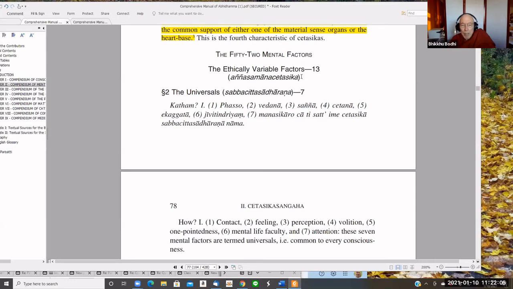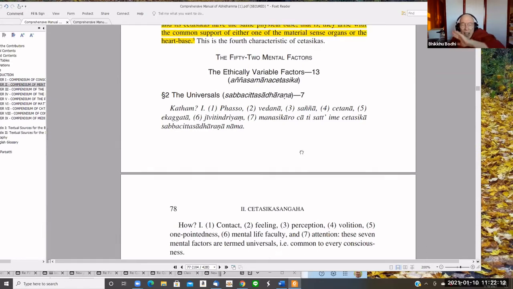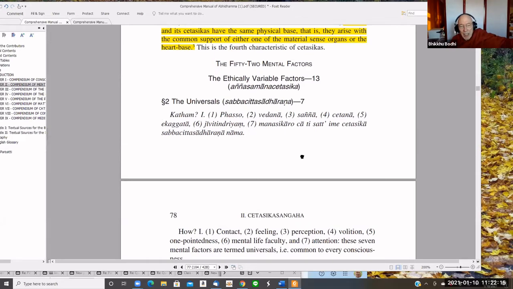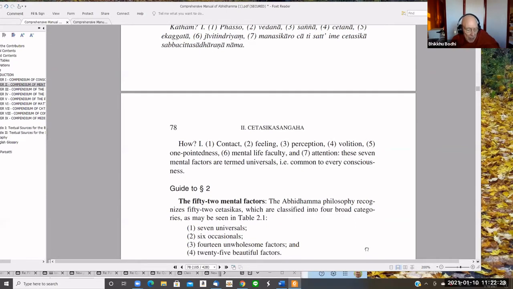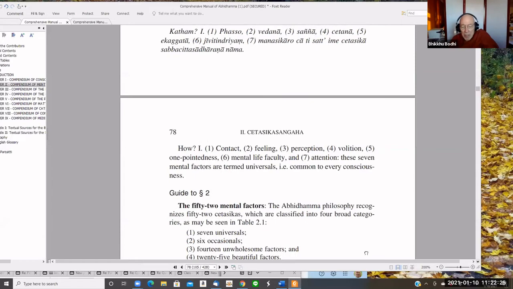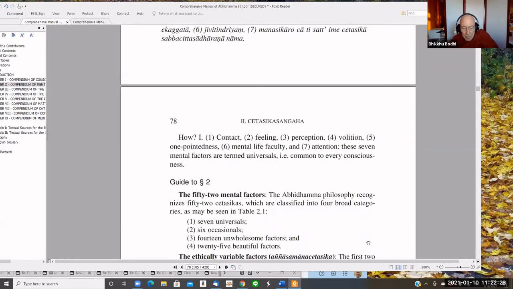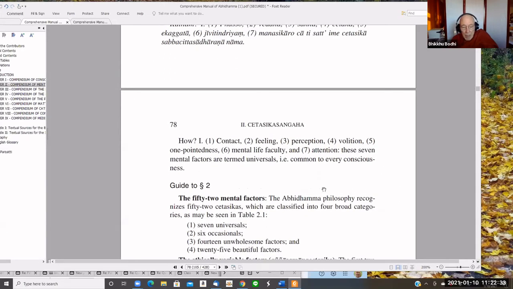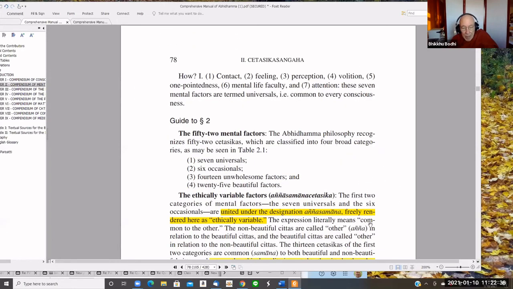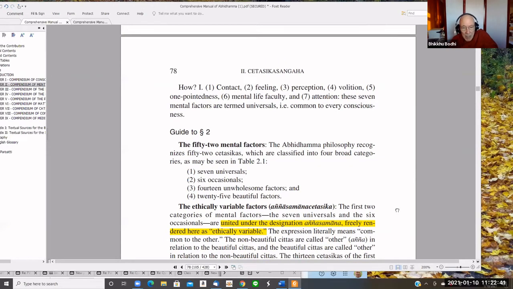And the ethically variable factors are subdivided into two groups: those which are called universals, which occur in every citta whatsoever, and the variables, which here are called the occasionals, those that might occur in some cittas but don't necessarily occur. I think to explain them, it's best to do it from the explanatory notes.